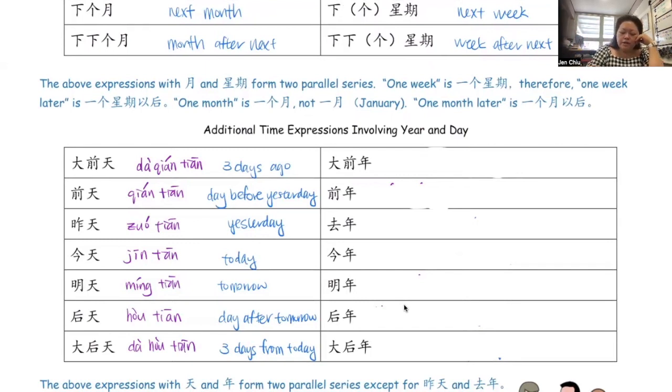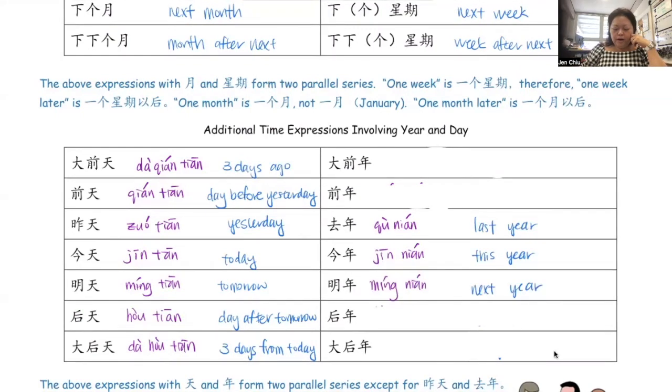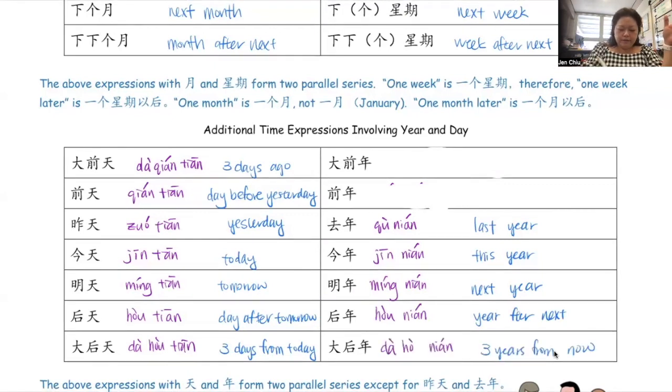All right. Similarly with year, we start with 今年, this year. 去年 is last year. Then 明年 is next year. And then we move on to the year after next. That will be 后年, just the same way as 后天, right? And 3 years from now will be 大后年.